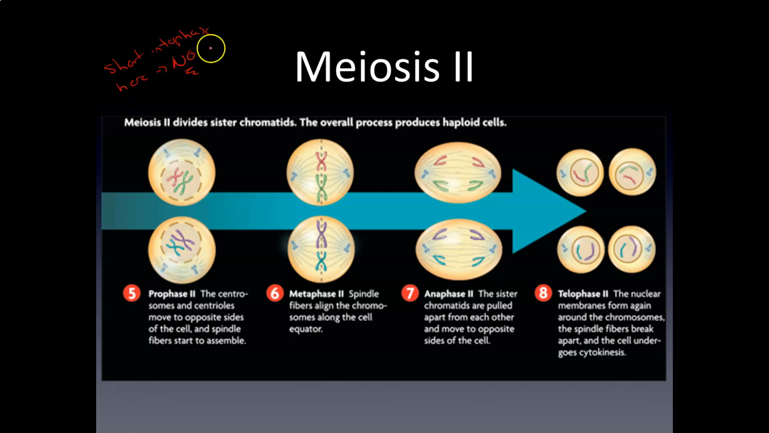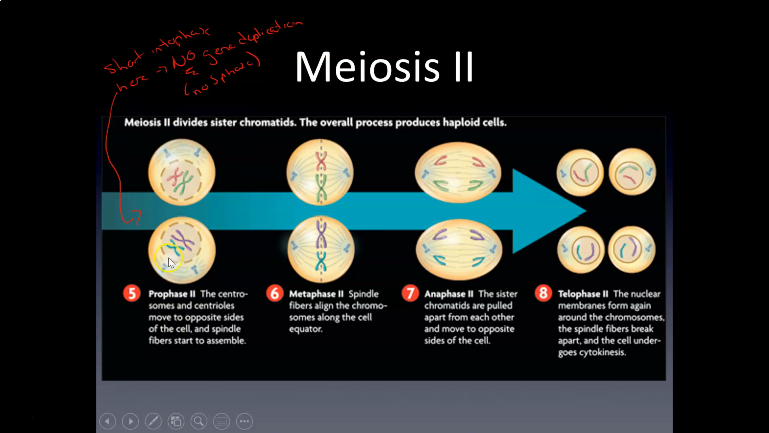Okay, so really short interphase, but no gene duplication, right? No DNA duplication. So there's no S phase. Okay, that's really important. I don't want to duplicate the information again here because that's kind of counterproductive. I already have my sister chromatids here. I don't need to make more of them. So the whole point to meiosis 2 really is the division of those sister chromatids.